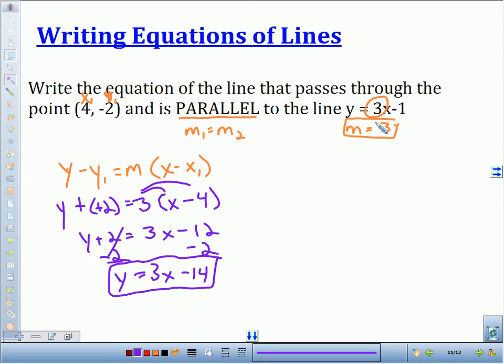And you'll see that the slope of our new line is exactly the same as the slope of the line we're given, but the y-intercepts are different. That means that these two lines are parallel.